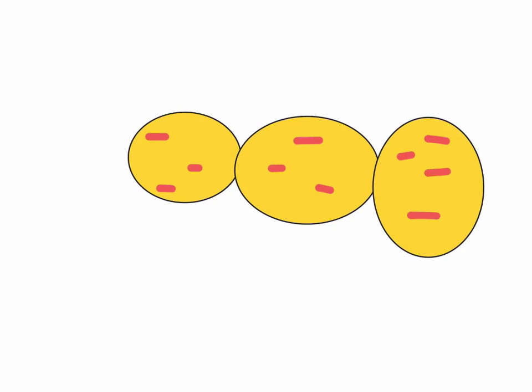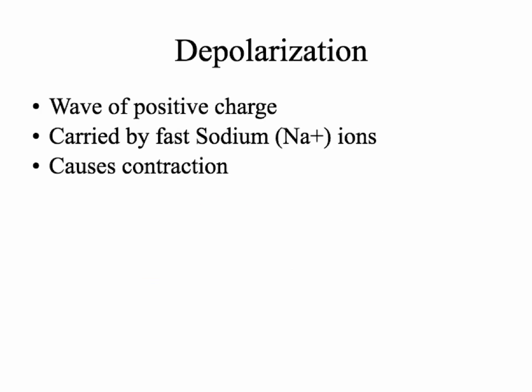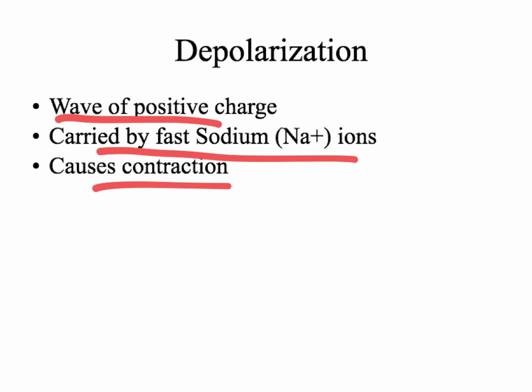So if I look at this another way, let me go ahead and give you a couple of connected cardiac myocytes, and we're going to see that initially these all start off being filled with negative charges. And then the depolarization event happens. Let's say it starts right here, and then positive charge will flow from one cell to the next. So we get this wave, this forward movement of positive charge through the cells. So that's what I say here: depolarization is a wave of positive charge, and it's carried by sodium ions, and it causes contraction.